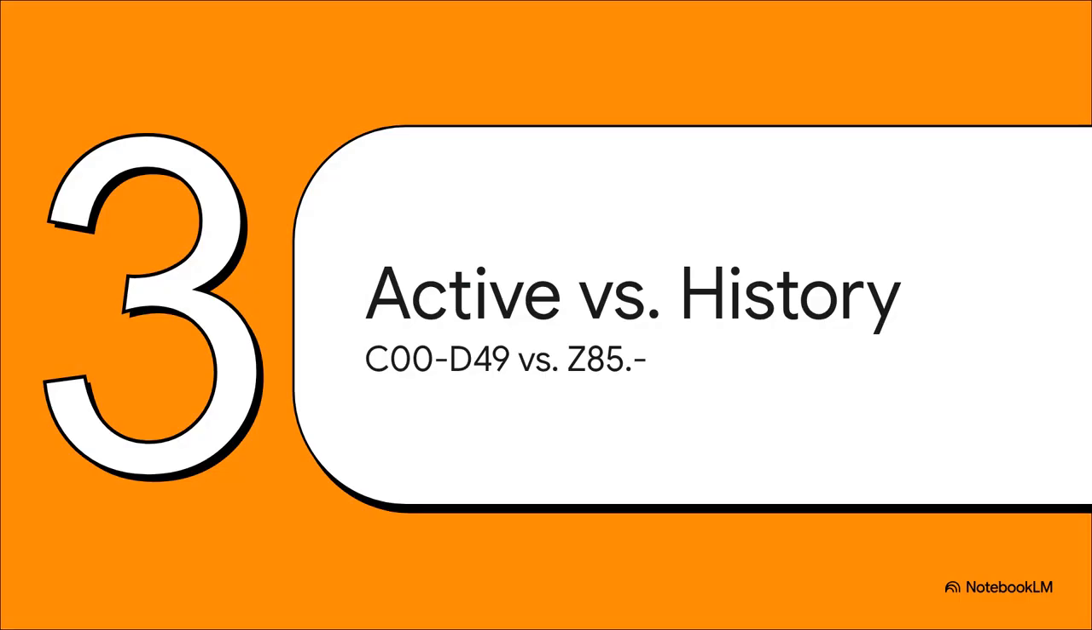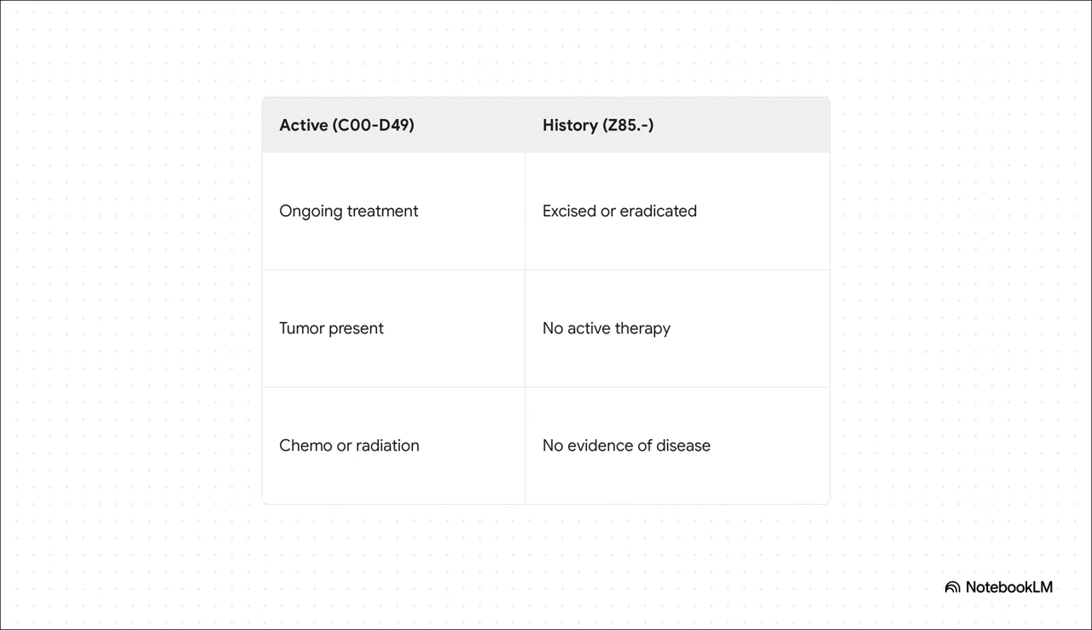Okay, Section 3, the active versus history boundary. Chapters C00 through D49 versus Z85. Listen, there is a strict, unyielding boundary here, and this is where so many compliance errors happen. Over on the left, we've got active malignancies, chapters C00 to D49. An active code can only be used if the tumor is still physically present or if the patient is currently undergoing active adjunctive therapy. Even if a surgeon cut a tumor out years ago, if that patient is still receiving maintenance chemotherapy or radiation directed to that site, the malignancy is coded as if it still exists.